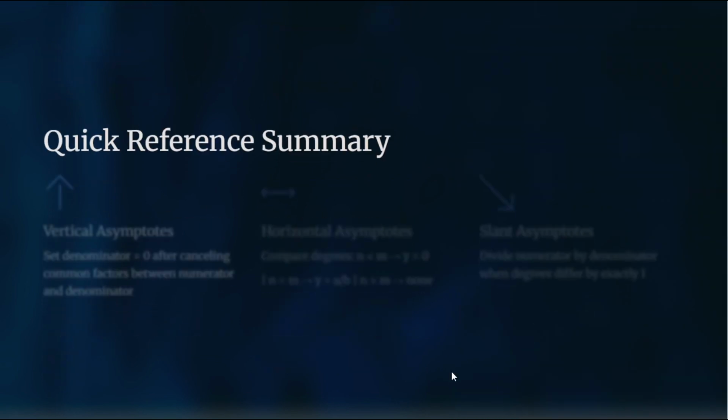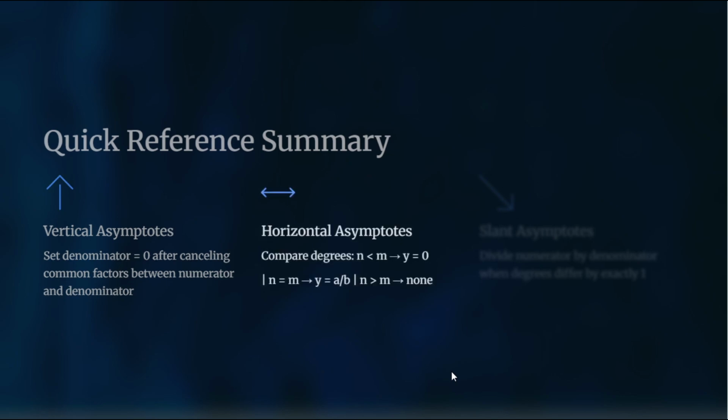Here's a quick reference summary. In order to find the vertical asymptotes, set the denominator equal to 0 after canceling common factors between numerator and denominator and solve for the variable. In order to find horizontal asymptotes, you'll compare the degrees of the numerator and the denominator. And in order to find slant asymptotes, if the degree of the numerator is exactly one more than the denominator, you'll divide numerator by denominator in order to find the equation of the slant asymptote.